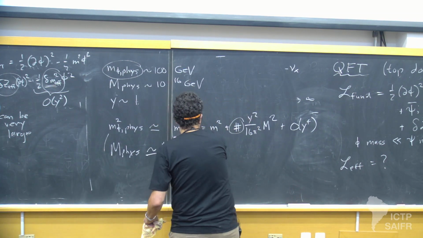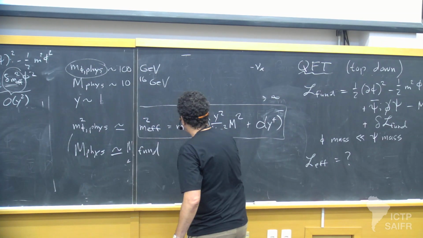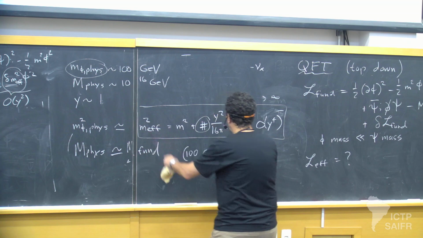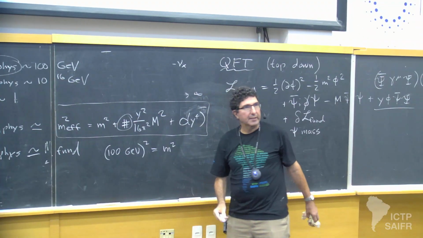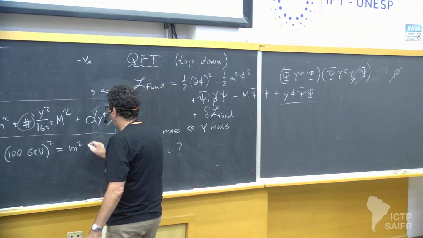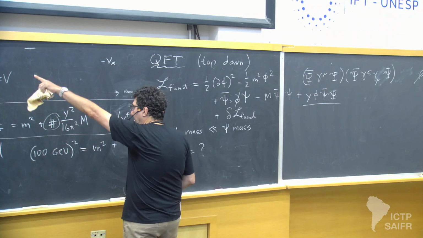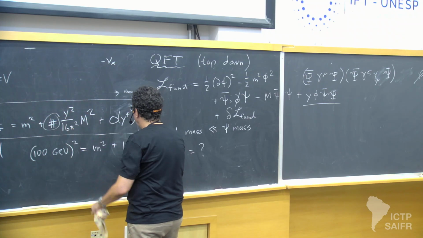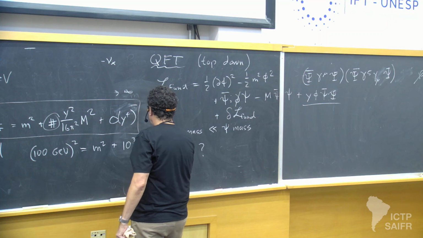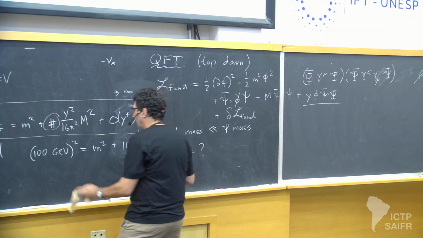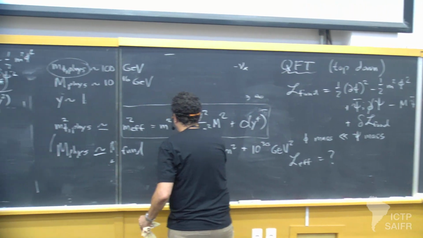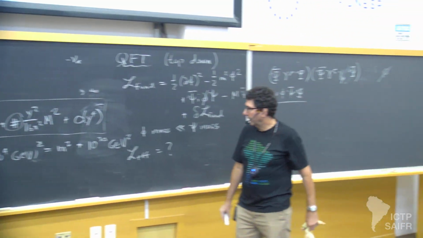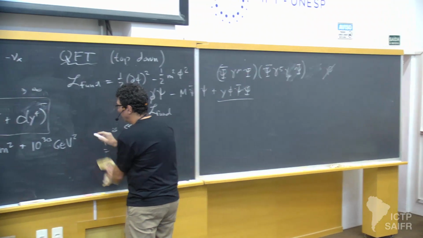Okay, so I'm going to look at this equation. This equation says 100 GeV squared, that's m effective, is equal to m squared. I don't know what that is, so I'm just going to leave it blank. And then what is this? I know what this is. This is a factor of about 10 to the minus 2. This is 10 to the 32. So this is 10 to the 30 GeV squared. Let me write this as 10 to the 4th GeV squared. And then there are higher order corrections here as well.